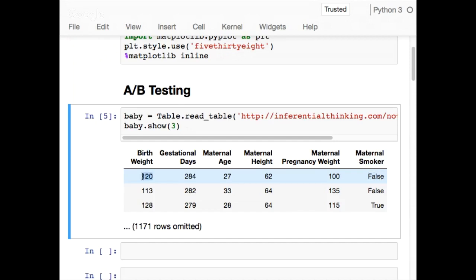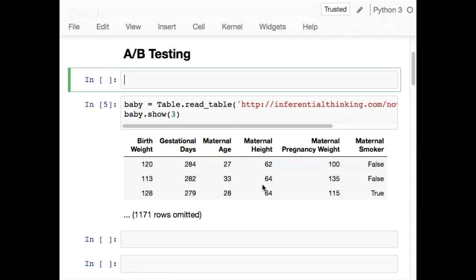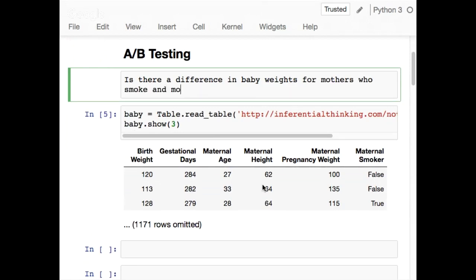Yesterday, we did not look at that. Instead, we used a bootstrap confidence interval to get an estimation for the population weight, the population gestational days, and the ratio between the two. But today, what we want to look at is, is there a difference in baby weights for people who smoke versus people who don't? So let's take a look at that. Write that down. Is there a difference in baby weights between mothers who smoke and mothers who don't?